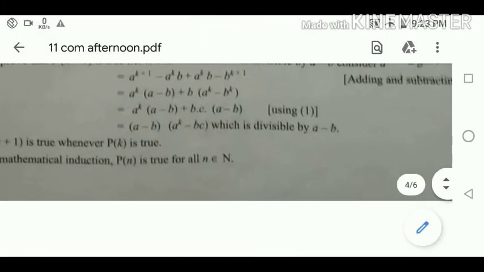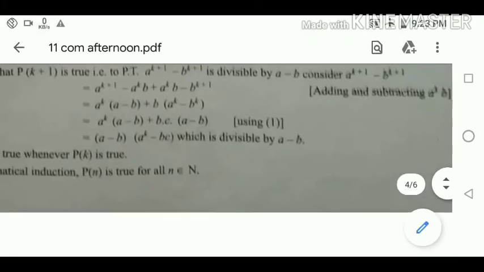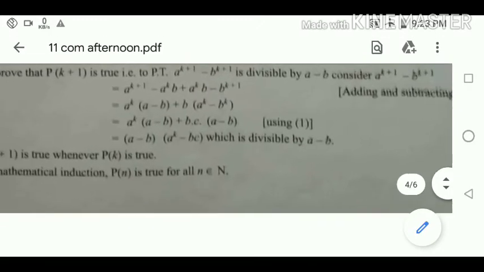Adding and subtracting on both sides, that is I am adding and subtracting a power k into b. a power k plus 1 minus a power k into b plus a power k into b minus b power k plus 1. That is a power k into a minus b plus b into a power k minus b power k. Here a power k is taken as common in the first two terms. The remaining thing is a minus b. In the second two terms, that is third and fourth term, I am taking b as common. We are getting a power k minus b power k.